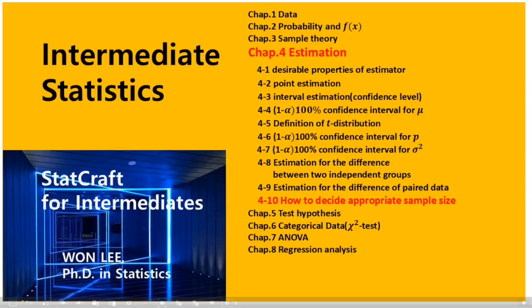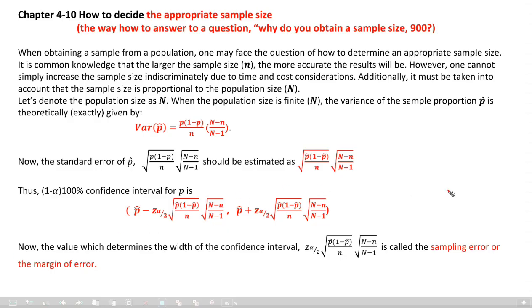All right, here, how to decide the appropriate sample size. The way to answer a question like, why did you obtain a sample size of 900? This is an example. When you present your report to some body and you get a question like this, then you will be embarrassed, I think. So this section will be the answer to that question.